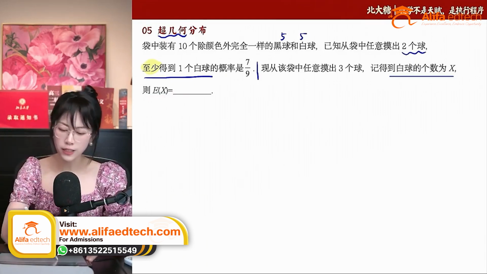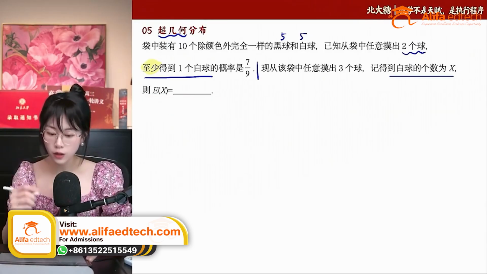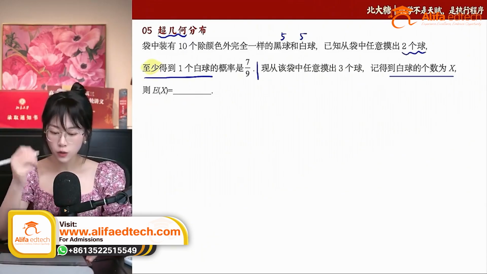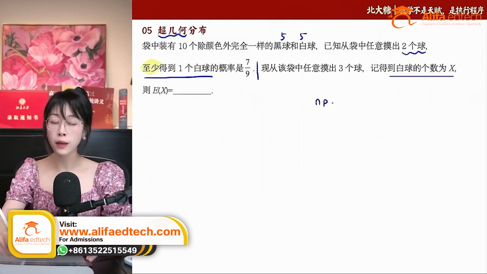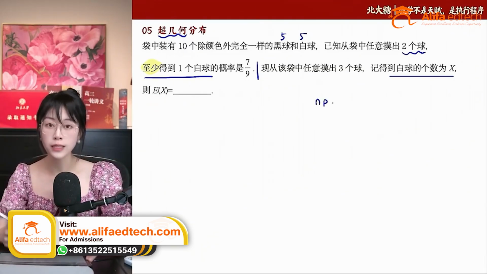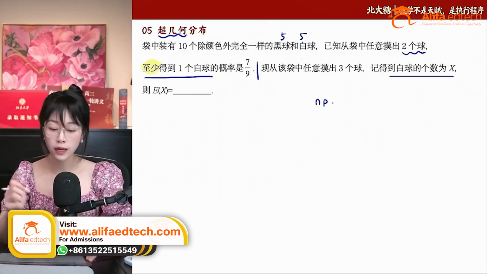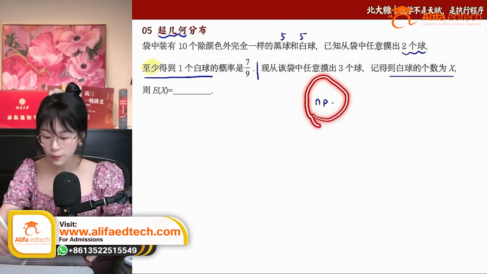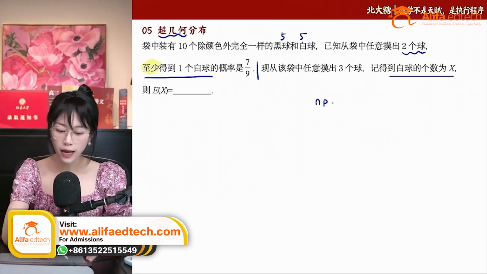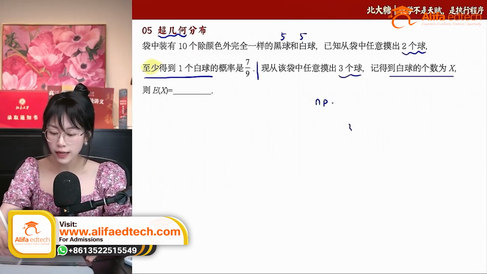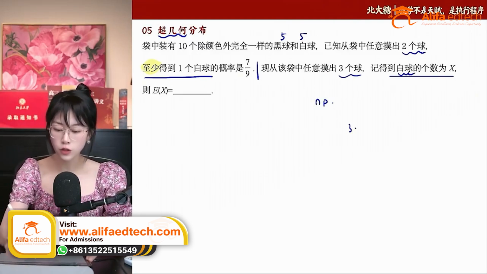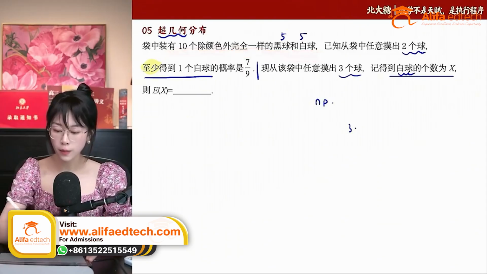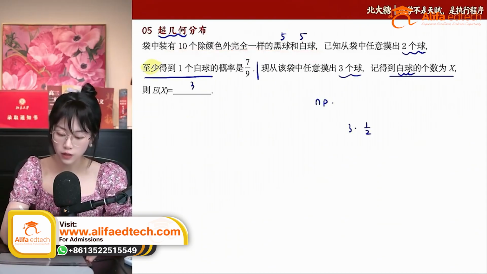But if it simply asks you for the expected value, let me tell you, the expectation for the hypergeometric distribution is very simple. Its expected value is also NP. However, its variance is a bit more complicated to remember, so I suggest you don't memorize it, just calculate it directly. But the expected value is tested very often and is easy to remember. It's NP. So in this case, what is our N? Isn't it 3 balls? And P is the probability of drawing a white ball out of the total, so 5 out of 10, which is 1/2, multiplied by 3. So that's 3 halves. So this question is done.